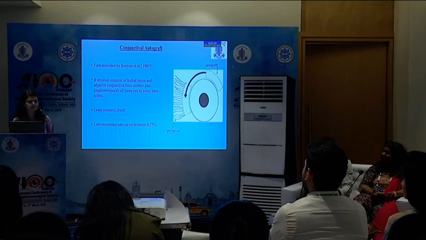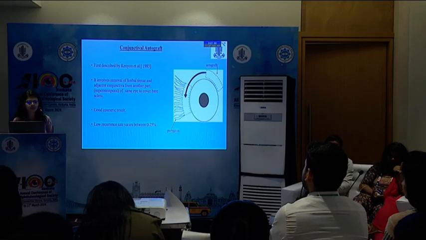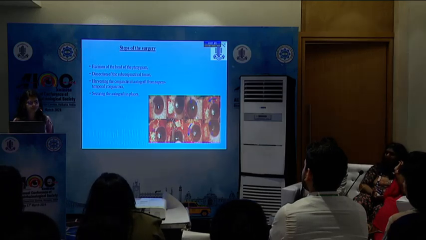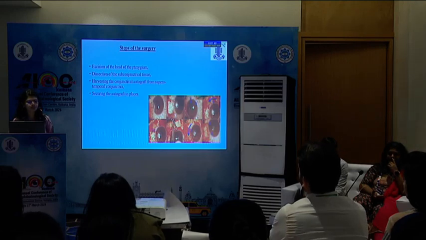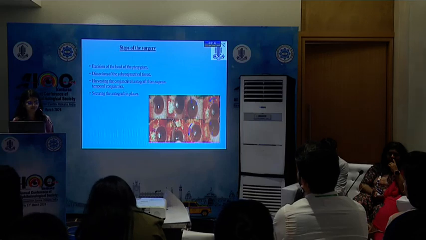In 1985. It involves removal of limbal tissue and adjacent conjunctiva from another part, mostly superiotemporal, of the same eye to cover the bare sclera. It gives good cosmetic result and low recurrence rate. This image is showing harvesting of autograft. This image shows steps of the surgery in which head of the pterygium excision is done, dissection of subconjunctival tissue is done, and harvesting the graft from the superiotemporal area and placing it.